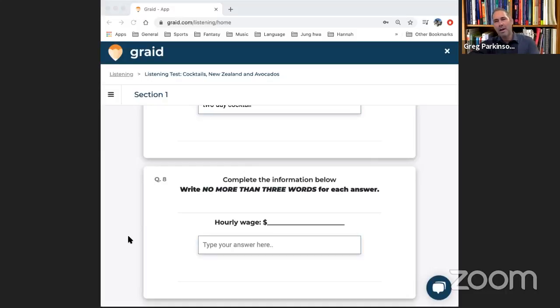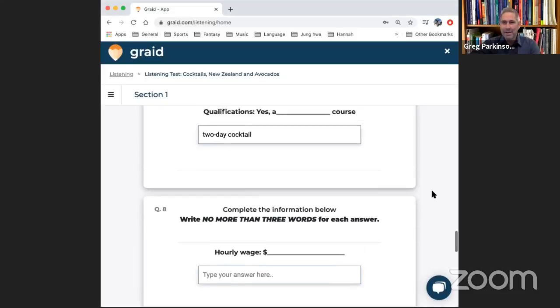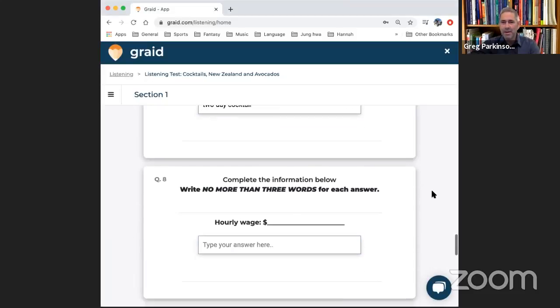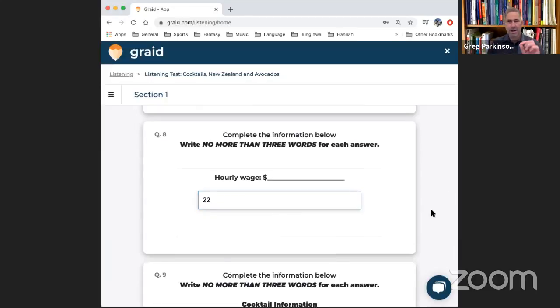Okay, so now we find out that because Danny has completed the 2-day cocktail course, the manager is willing to pay him $22 an hour. So not quite a correction. She normally pays staff $20 an hour, but because Danny has finished that cocktail course, she's willing to pay him $22 an hour. So we're going to listen through and we're going to hear a little bit of a break, and then we're going to finish off questions 9 and 10.